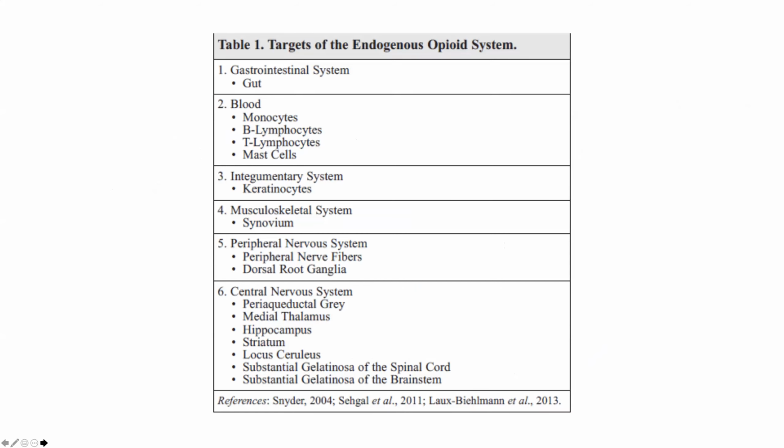The reason that the opioids are so overwhelming, and this is some fairly new reference information that I just share with you, is because if we look at the targets inside of the endogenous opioid system, and this is like when you take a hydrocodone or oxycodone or heroin or something, you will see 6 different areas of the body that are affected, from the GI tract, the blood cells, the integral system or the cellular compartments, the muscular system, the peripheral nervous system, and the central nervous system, and multiple parts of that.